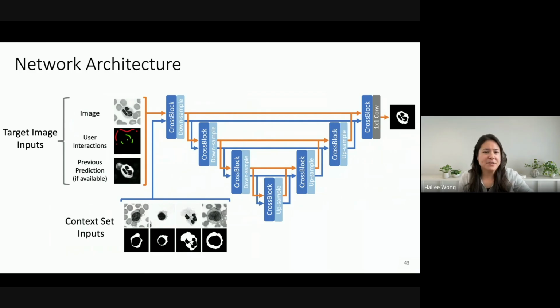So the MultiverSeg architecture has a U-Net-like structure, and it takes as input this information about the target image that we're currently trying to segment, and also the context set, which contains previously segmented images. In this U-Net-like structure, we have a cross block, which shares information between the target image inputs and the context set inputs. And we do this sharing at multiple depths throughout the network, so at different image scales.